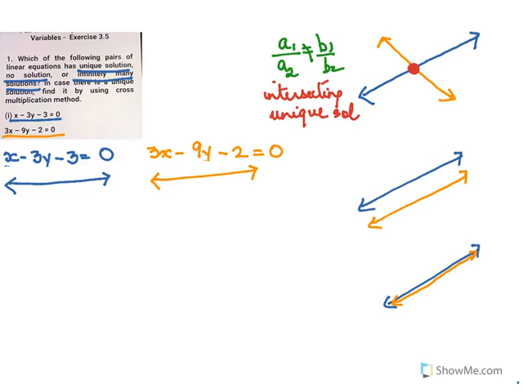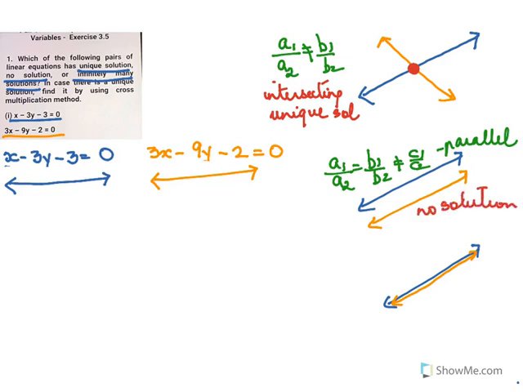If the lines are parallel to each other, how do we know that? a1 over a2 equal to b1 over b2 not equal to c1 over c2. Then the lines become parallel. And if the lines are parallel, they do not meet at all. And in this case, there will be no solutions.